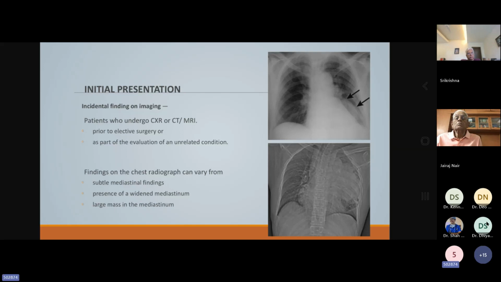Coming to the initial presentation, most of the patients present as an incidental finding on imaging, which is done prior to some elective surgery or as part of evaluation of some unrelated condition. The findings on the chest radiograph can vary from subtle mediastinal findings to the presence of a widened mediastinum or a large mass in the mediastinum. This is a chest X-ray showing a mass in the mediastinum with widening.